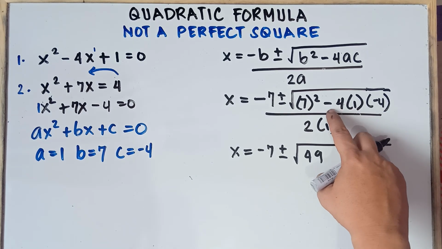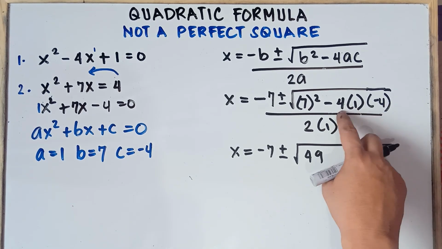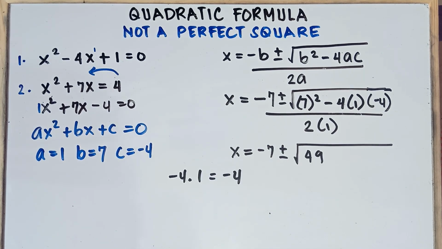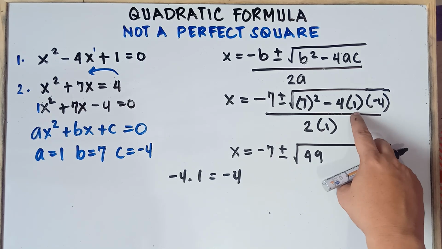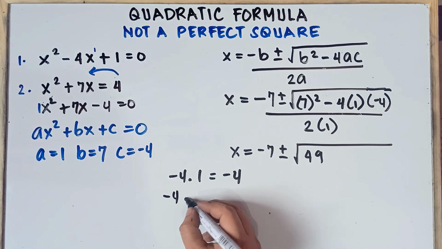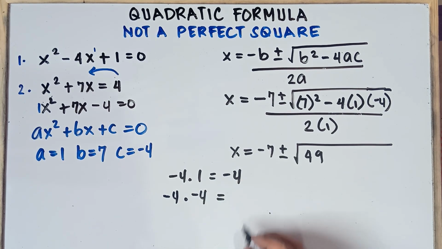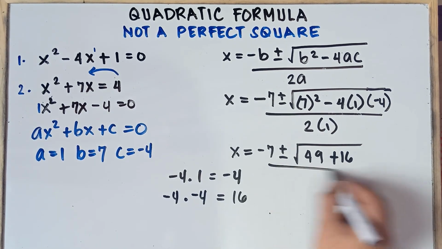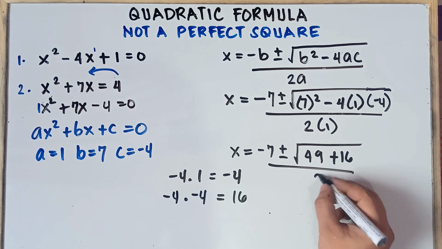And then negative 4 times 1. So you multiply this one, class. Negative 4 times 1, of course, that's negative 4. Times negative 4, so negative 4 times negative 4, the answer is positive 16. Alright, so this is positive 16, all over 2 times 1, that is 2.